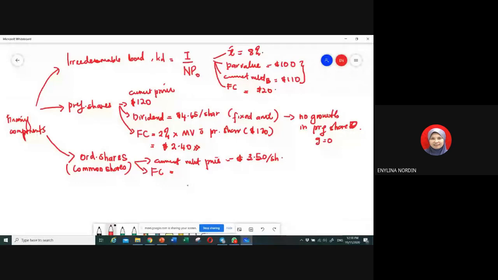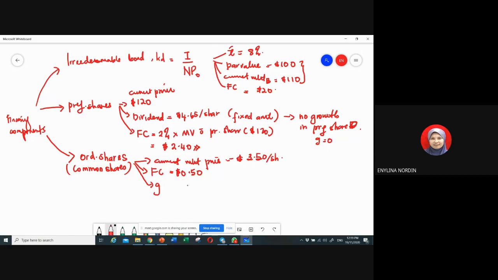The growth rate is computed based on the previous year's growth rate in earning per share. So the growth rate is not directly given to you. Therefore, it must be calculated based on the earning per share of the company. So how are we going to determine it? Later on, I will show it to you.